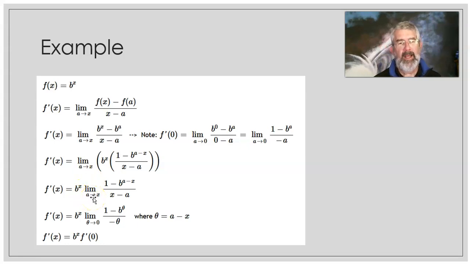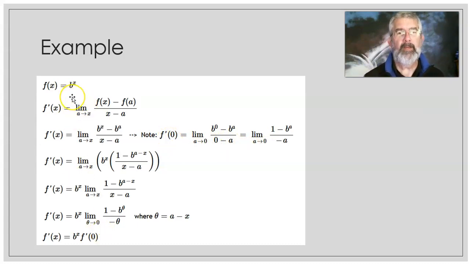And now I want to just rewrite this limit by doing a substitution here. I'm going to let theta equal a minus x. So notice as a is going to x, a minus x will be going to 0. So this is the limit as theta is going to 0. The denominator is negative theta, and the a minus x in the exponent there is just theta. So this turns into a limit as theta goes to 0 of 1 minus b to the theta over negative theta, which is precisely that one up there with thetas instead of a's. And so this is the slope of this function at 0.